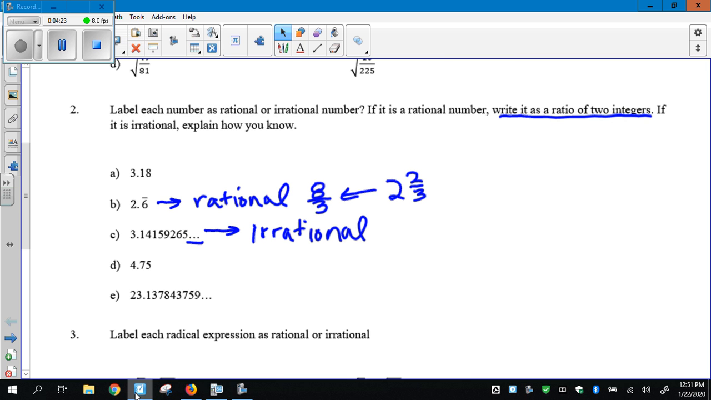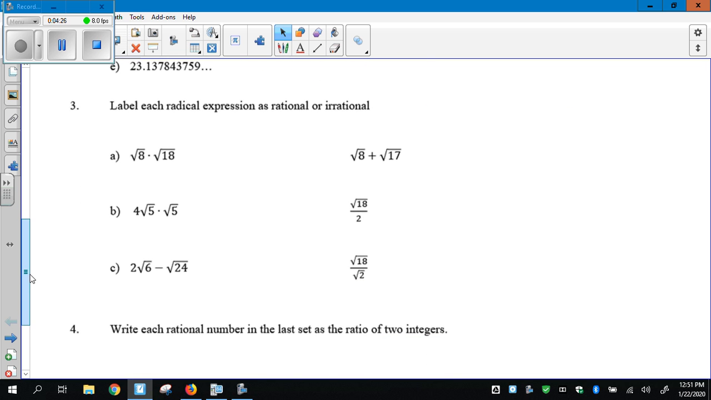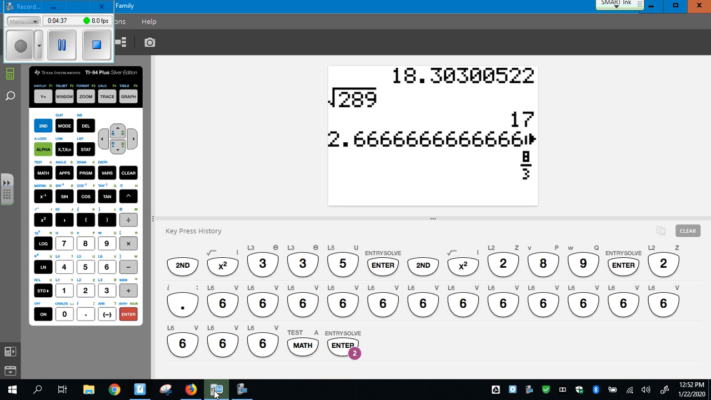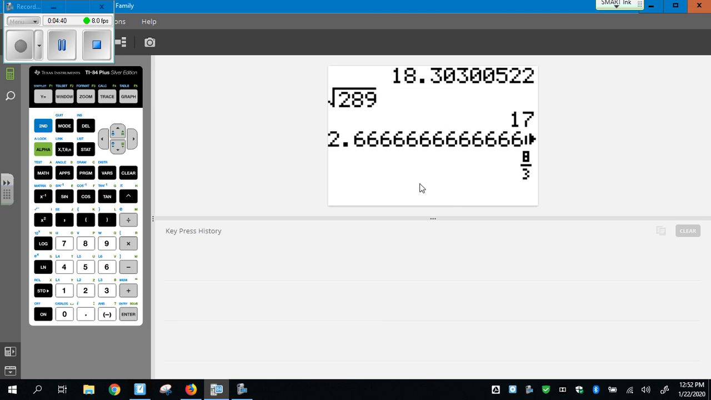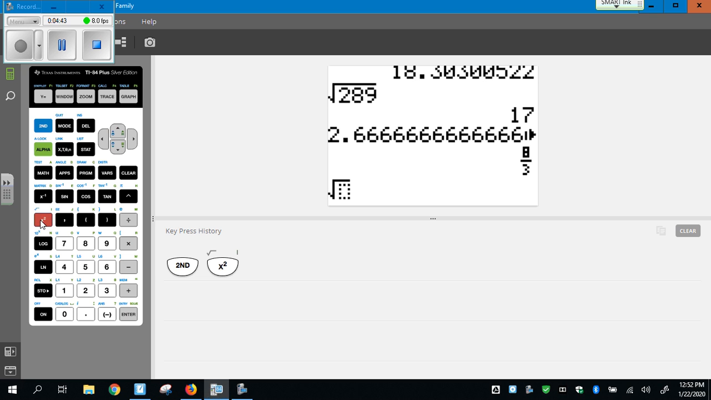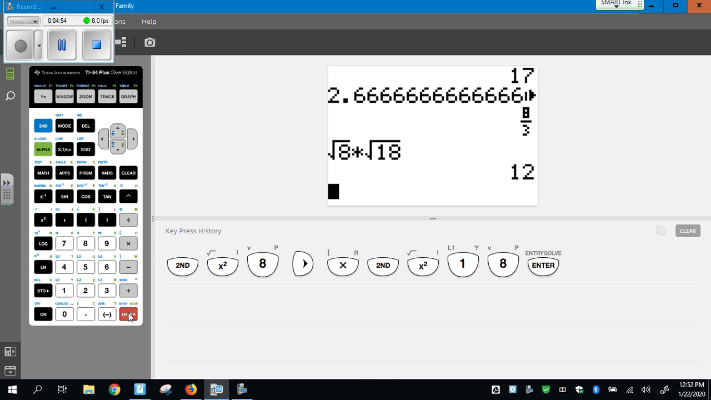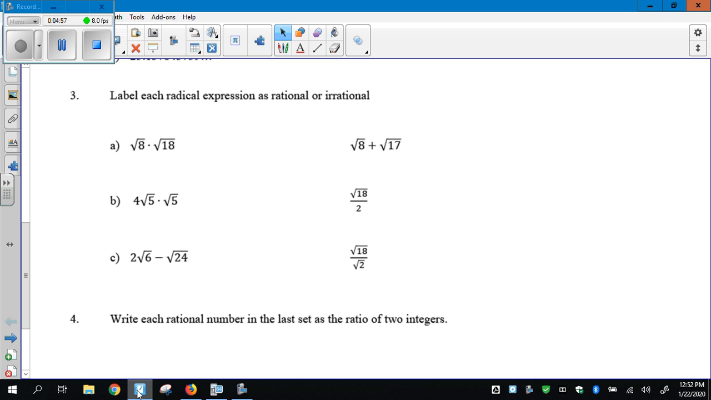All right, let's go down to number 3 here. Label each expression as rational or irrational. All right, the first one says the square root of 8 times the square root of 18. So let's do that on our calculator. Square root of 8. Then I have to press the right arrow to get out of that, but I'm going to multiply that by the square root of 18. And we can see that that equals 12. Since that's a decimal that ends, that would be a rational number.